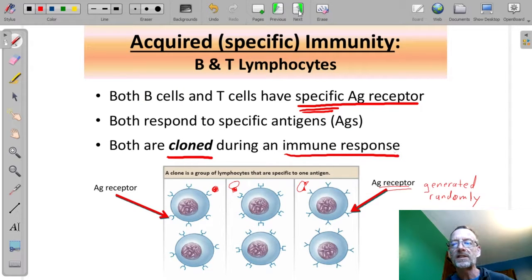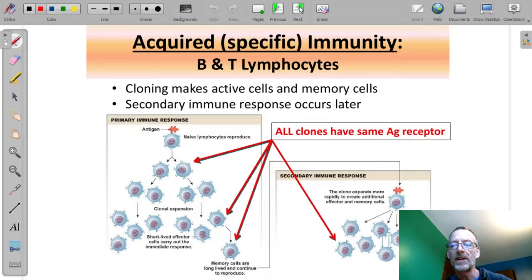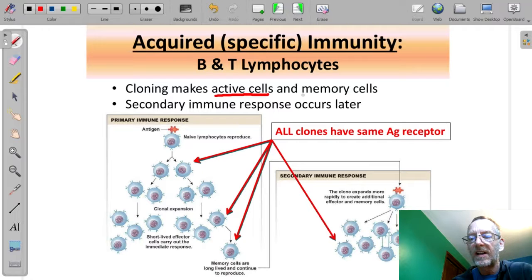So let's go to the next slide and take a look at some of this. So again, we're talking about B cells and T cells, and both of those are cloned during an immune response. And cloning makes active cells, sometimes referred to as effector cells, and memory cells. And it's the memory cells that stick around and give you immunity later in life to the same disease.